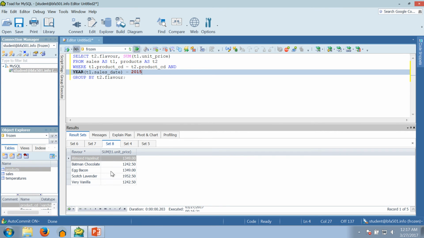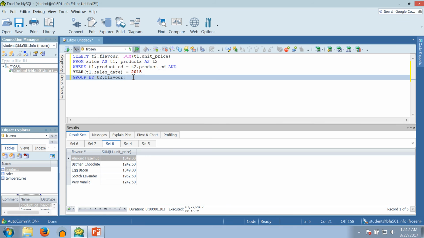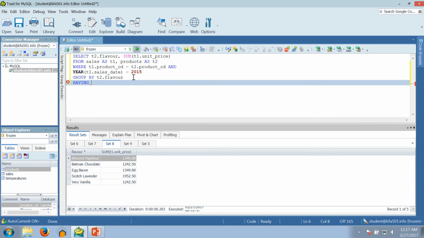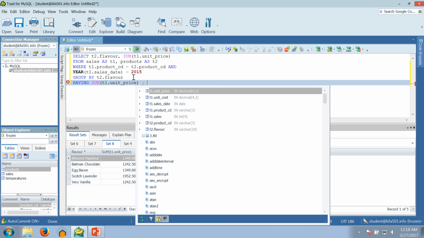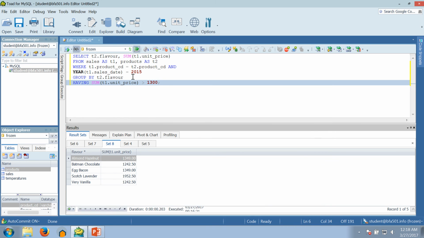So in this case, the filtering is happening after the grouping. With the where clause, the filtering happens before the grouping. So where is the filtering that happens at row level, but because this time we are going to filter based on the group level, we cannot use where, but we use having. Okay, having sum of t1.unit_price greater than 1300, for example. And I'm gonna execute this one. Ta-da! See?